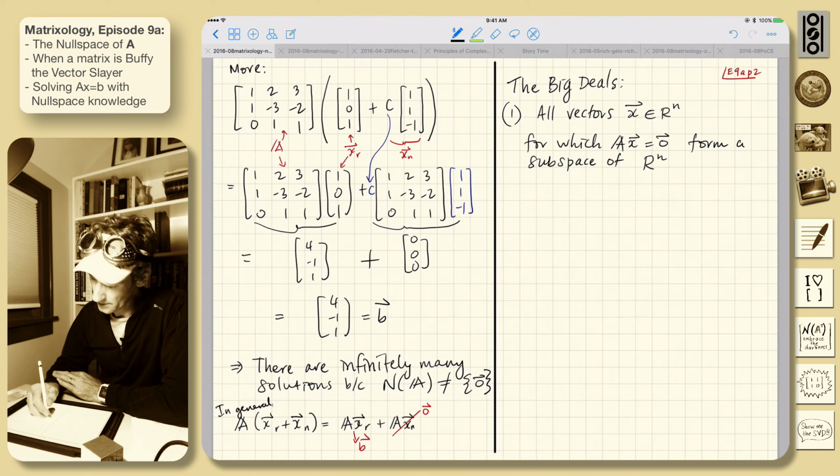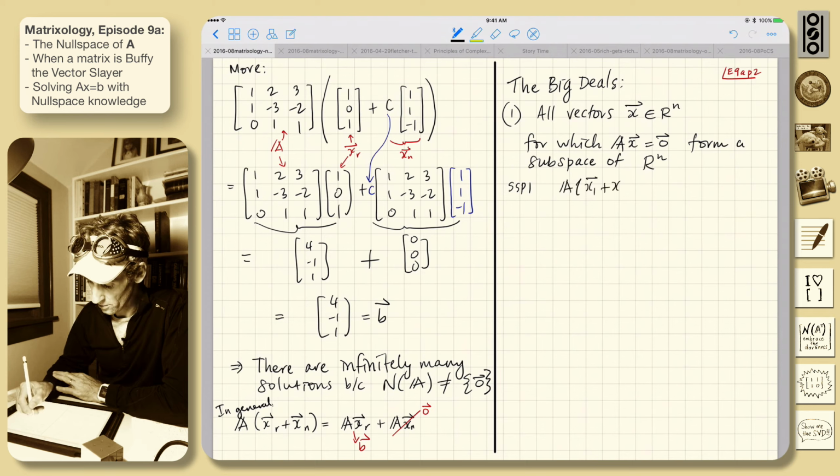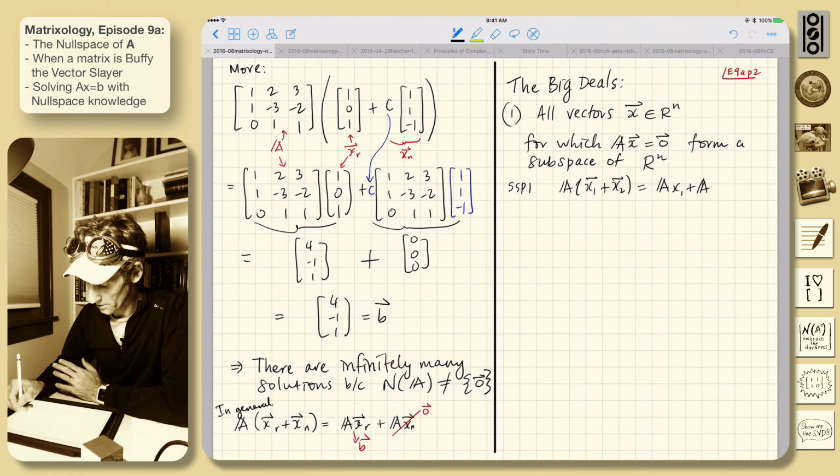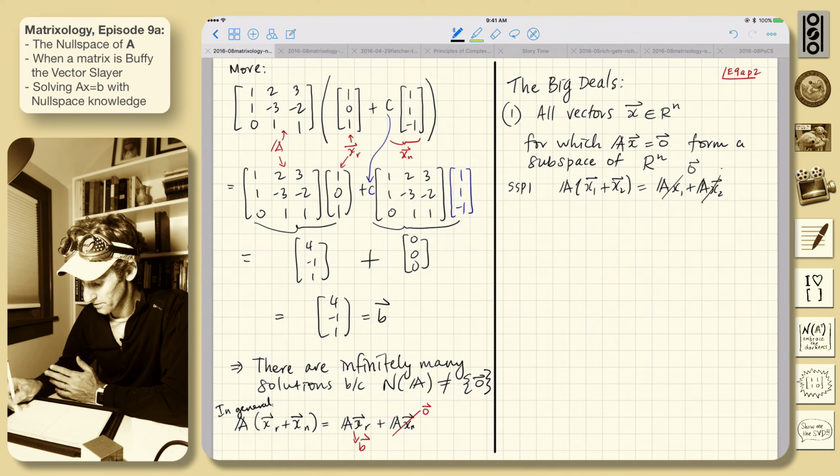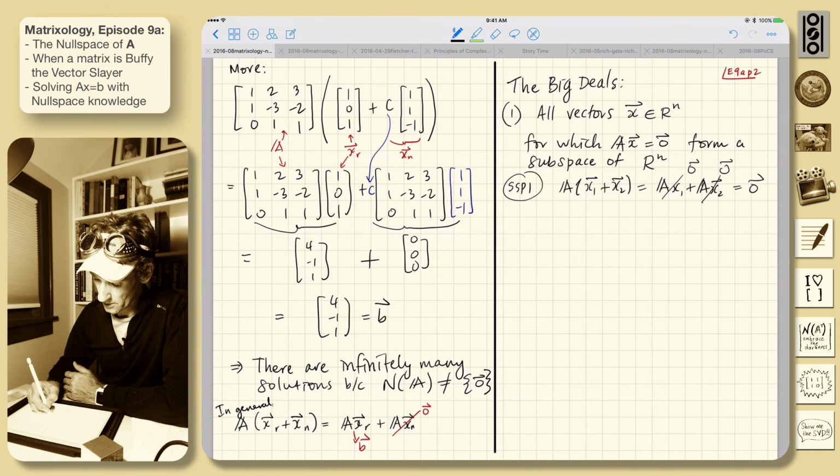Basic properties are, I think, subspace property 1. So A times (x1 plus x2) equals A times x1 plus A times x2. So we've added them together. Of course, we can do this. If they both have the property that this is 0 and this is 0, then the sum has that property, 0. So that's that one.